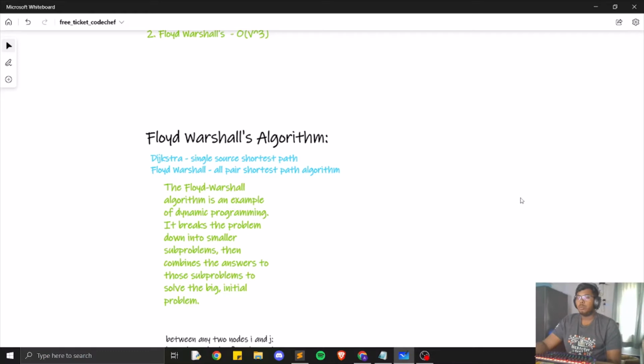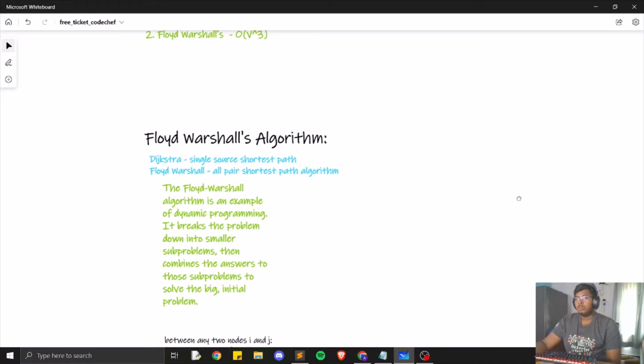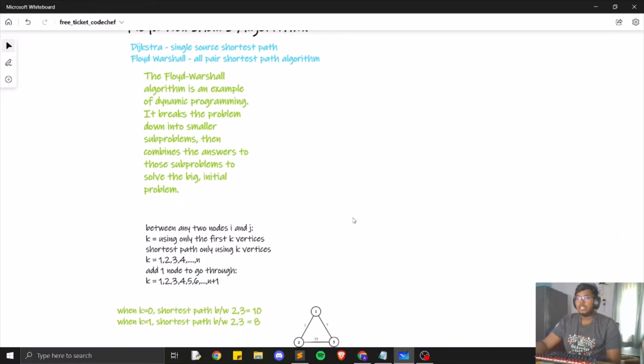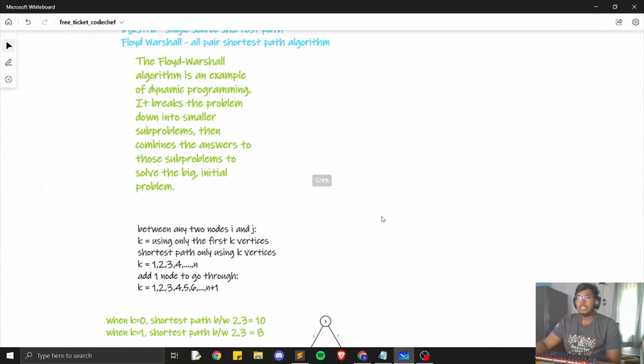It breaks the problem down into smaller subproblems and then combines the answers to those subproblems to solve the big initial problem. So we will see how this is referred to as a dynamic programming problem. For example, let us take any two nodes i and j. Let k be an integer where we'll be using only the first k vertices, so the shortest path using only the first k vertices. For example, let us take k equal to 1 to n.